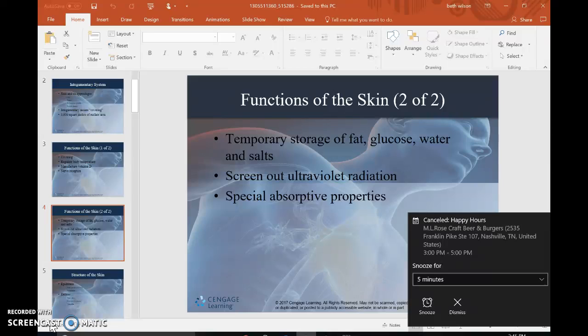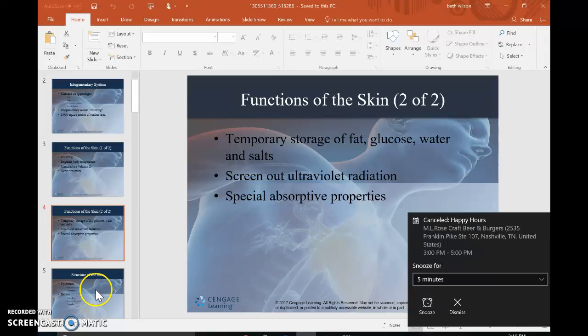Move on. Temporary storage of fat, glucose, water, and salts, sodium chloride. Most of these substances are absorbed by the blood and transported to other parts of the body. The screening of ultraviolet light: our skin helps to reduce the harmful ultraviolet radiation from the sun. And then skin also has other special properties. It absorbs drugs. So there are topical medications you can put on your skin, and it absorbs things that go into your bloodstream. Patches, all that kind of stuff.